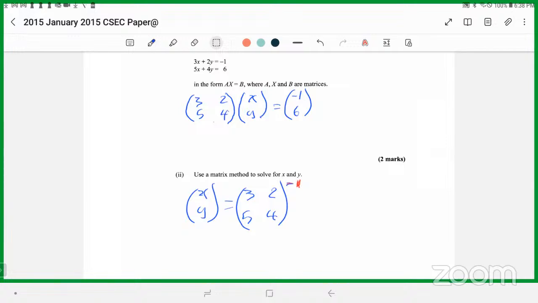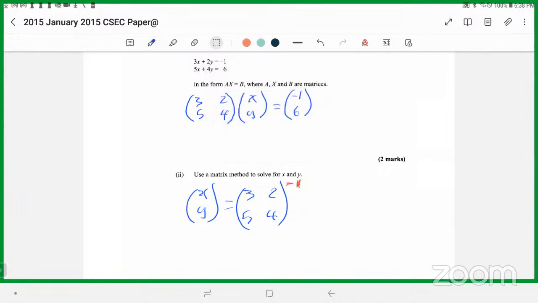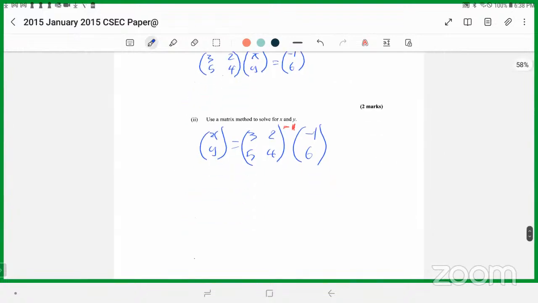Everything I want to change to red. Let's do it again. Good. So I'm putting the inverse of this matrix in front here, in front of the negative 1, 6. So I need to calculate the inverse of this matrix now and do this calculation until we're finished.